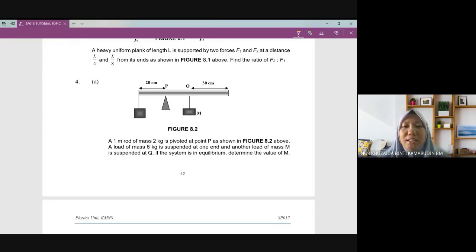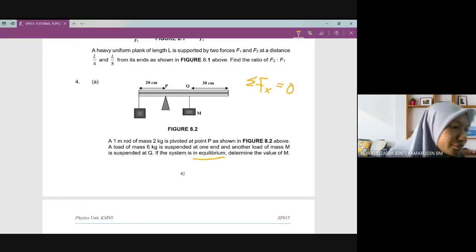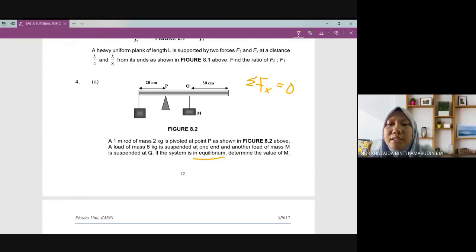Okay, so dekat sini you dah ada satu sistem yang equilibrium lah. So bila dengar perkataan equilibrium sahaja, it means that everything equals to 0. It means summation of Fx equals to 0, summation of Fy equals to 0, and also summation of torque equals to 0. So ni benda yang baru lah. So bila equilibrium sahaja, automatically Fx equals to 0, Fy equals to 0, summation of torque equals to 0.